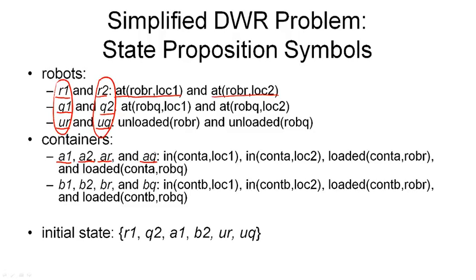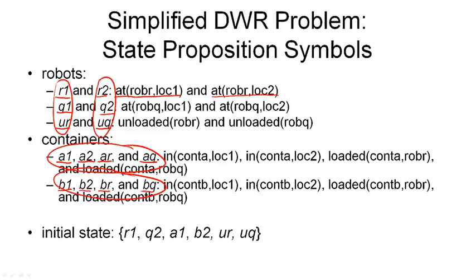And we also need equivalent symbols for our second container, container B, and we have those here. B1 means container B is in the pile at location 1. B2, container B is in the pile at location 2. BR, container B is loaded onto robot R. And finally, BQ, container B is loaded onto robot Q. So that means we have altogether 8 more symbols to describe the state of the two containers.